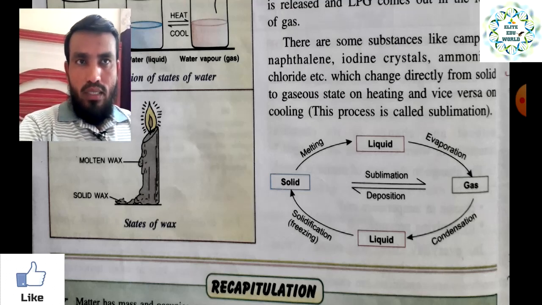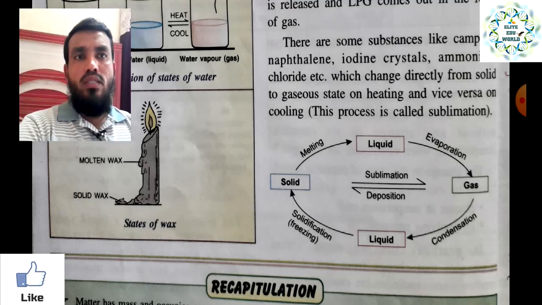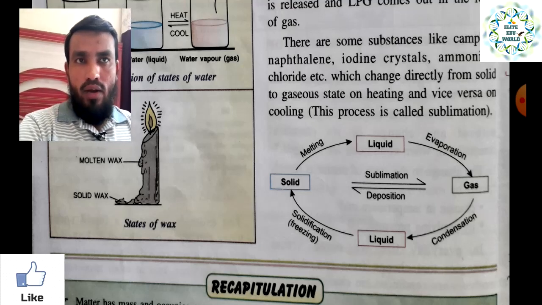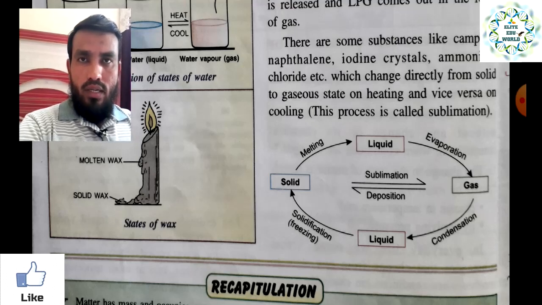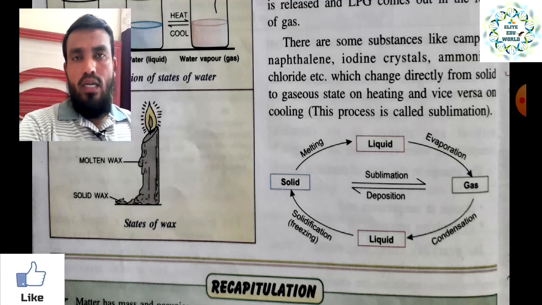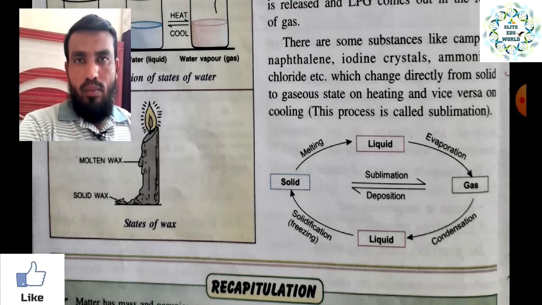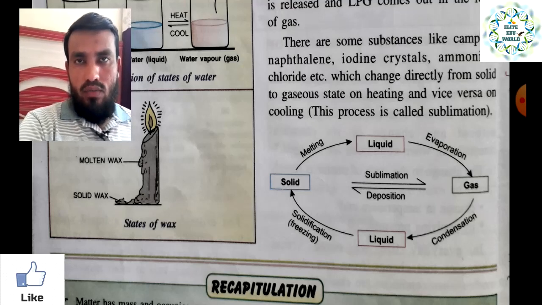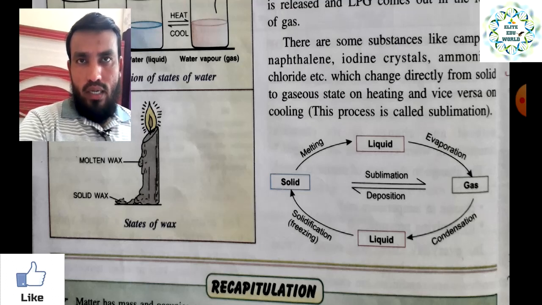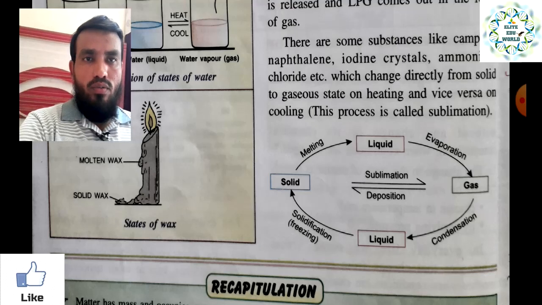So sublimation is the process in which some substances like camphor, naphthalene and iodine crystals, when you give heat, convert directly from solid into gaseous form, and when we release the heat, they convert directly from gas to solid form. That is called sublimation. There is no liquid state; it directly skips the liquid state. You can see the example in this cycle.